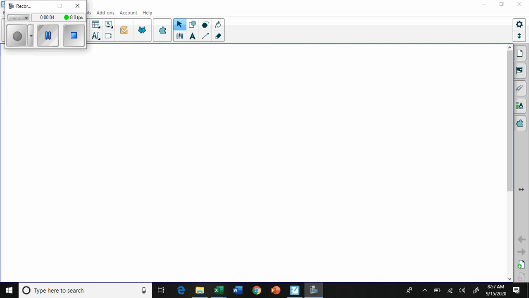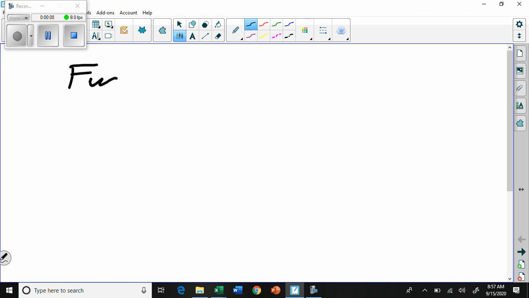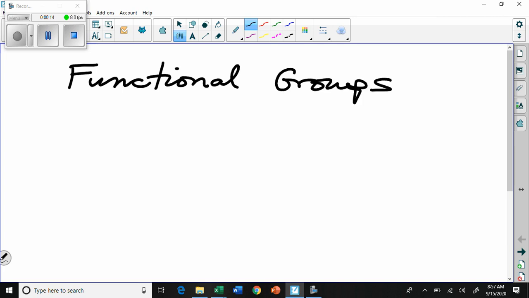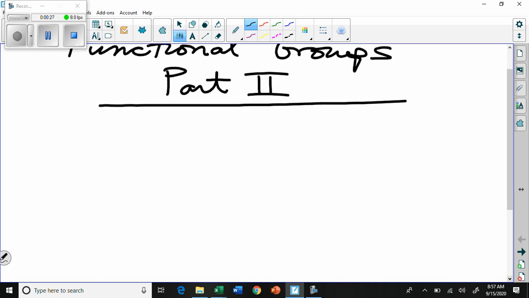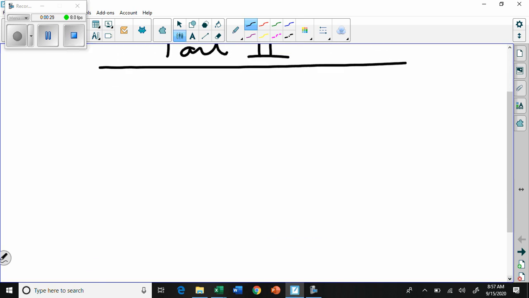All right, so we're going to do functional groups part 2, so to speak. Or continued, I guess is better, but that's what we'll call it. Okay, so now what we're going to do is look at some of the variable things that can happen with these functional groups.